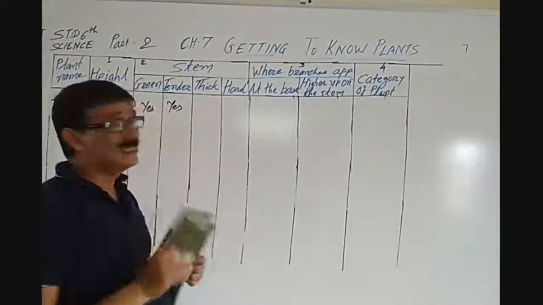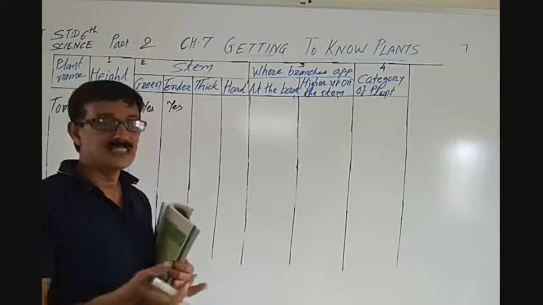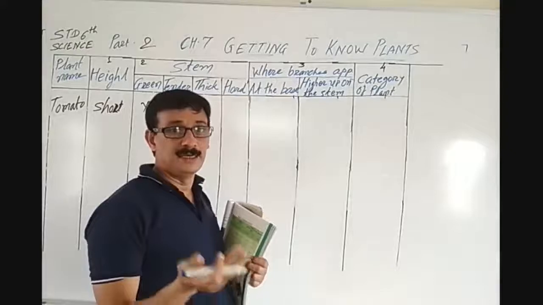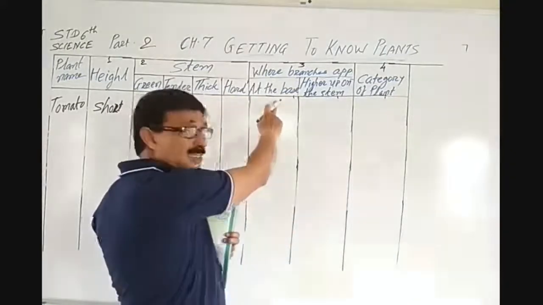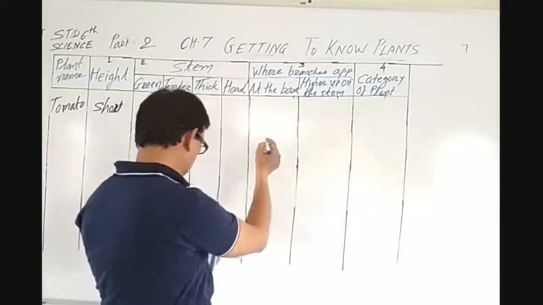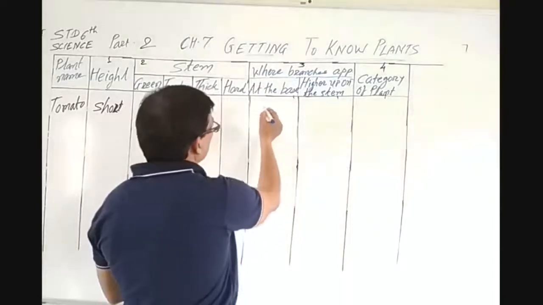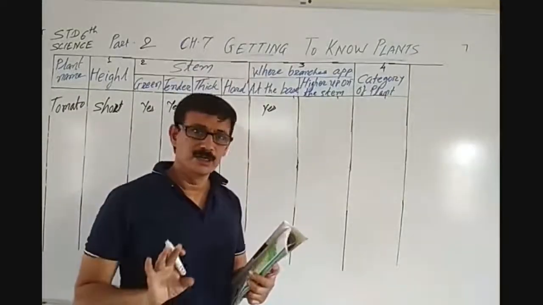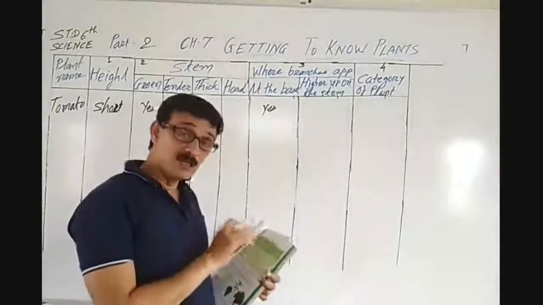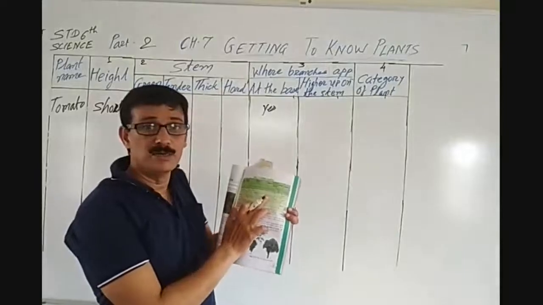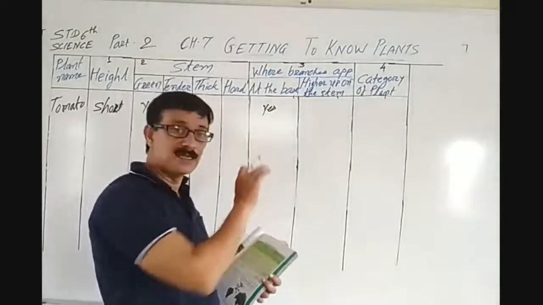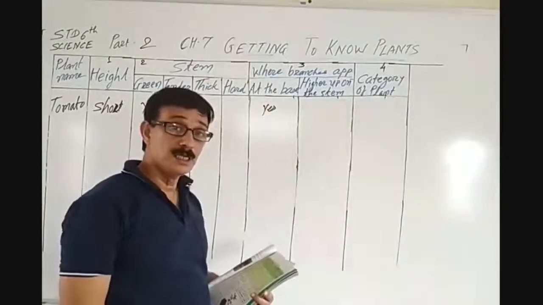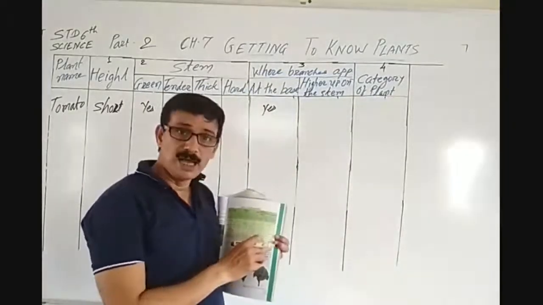Then where do branches appear? Naturally, if the plant is short, then the branches appear at the base. So here we will write yes. If you do not write at the base, it doesn't make any difference. In your textbook they have not written where the branches are, but if you want to write, you may write yes here. We will fill this column after a while.